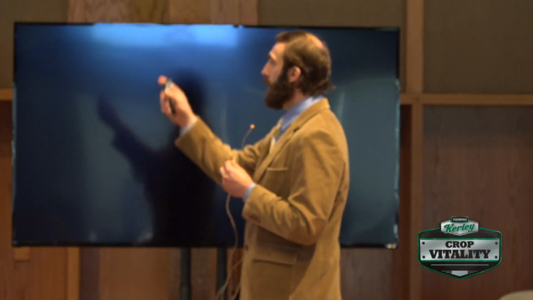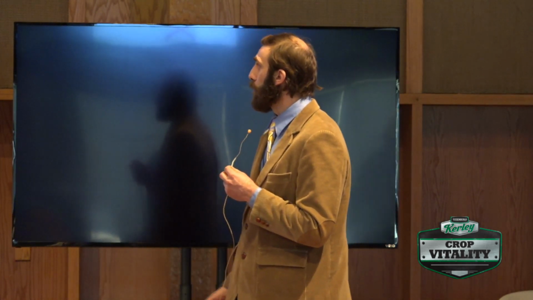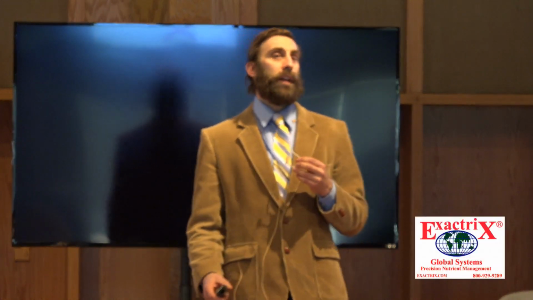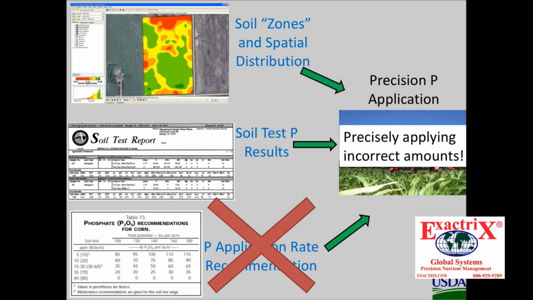But if in any link in this system something is not correct, then you no longer have precise application. So in other words, if your phosphorus application rates are not correct, then essentially you have a precision application system that is precisely applying incorrect amounts of phosphorus. In other words, it's not really a precision application anymore. And that's what I want to talk about, the phosphorus application rates.